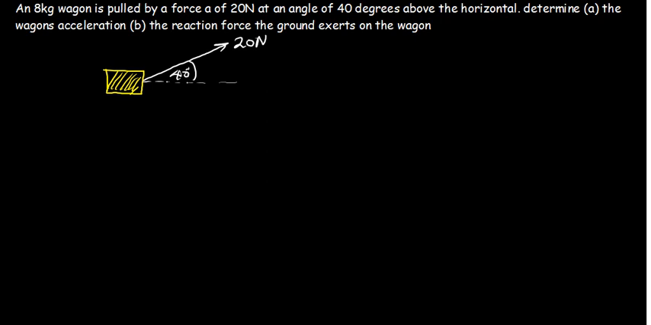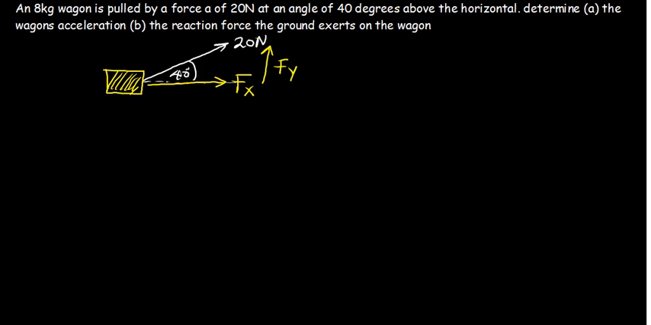So starting first with the wagon's acceleration. How are we able to determine the acceleration? If you look at this force, it is not applied straight like that. So this force is going to have two components. It's going to have the x component going in this direction, so I'm going to say Fx, and it's also going to have a y component going up, which we are going to call Fy. So we need to find these two components.